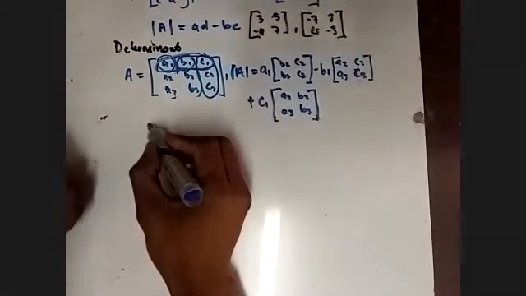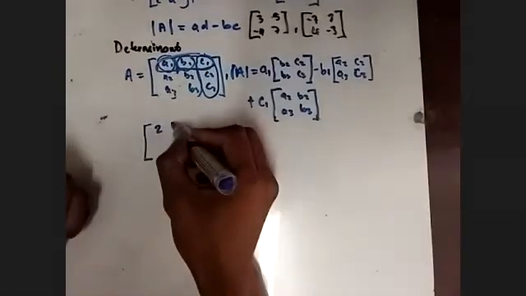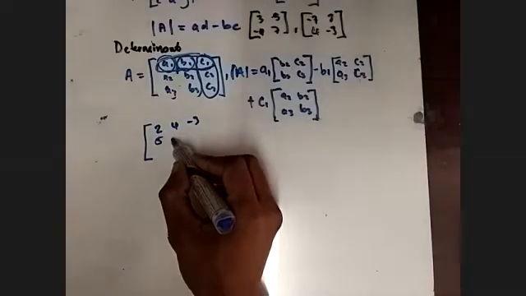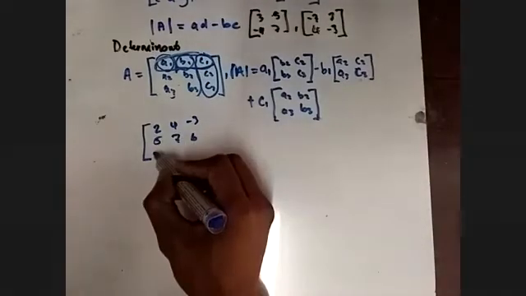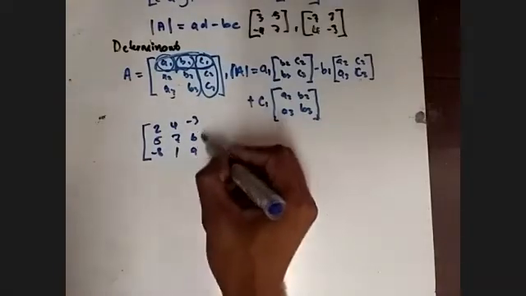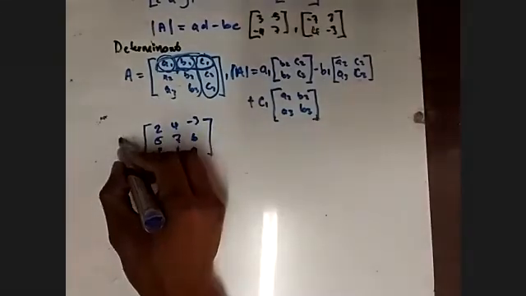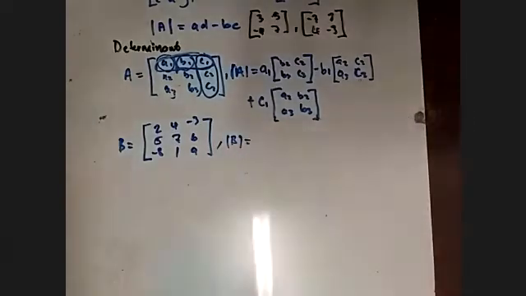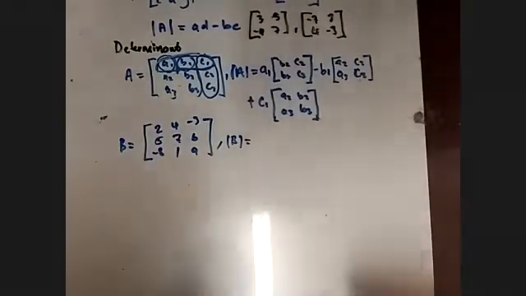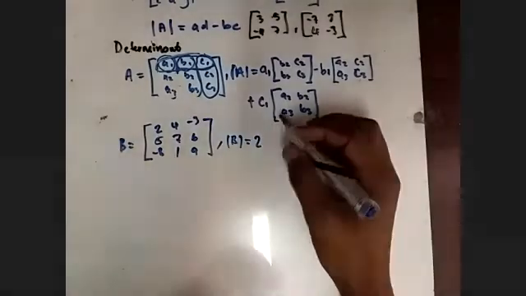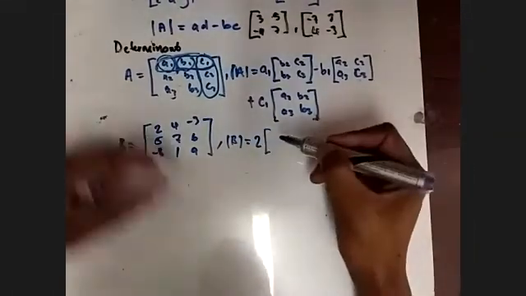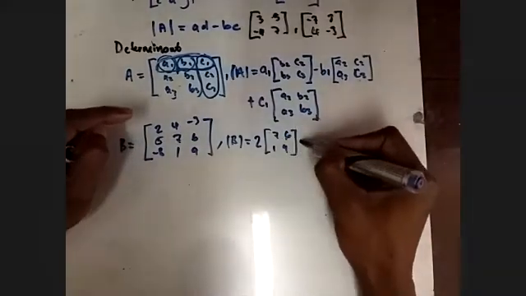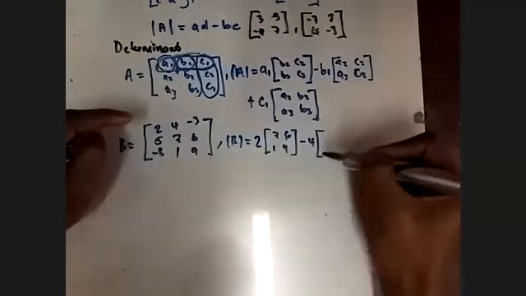So let me have, let's say, 2, 4, negative 3, 5, 7, 6, 8, 1, 9. Let's say this is matrix B. I want you to find the determinant of B. The determinant of B is going to be given by 2, then we close these ones. We're left with 7, 6, 1, 9. Minus 4. Remember, they must alternate.